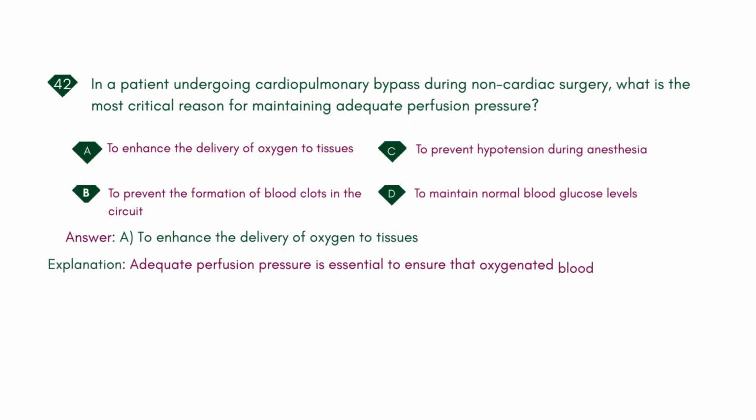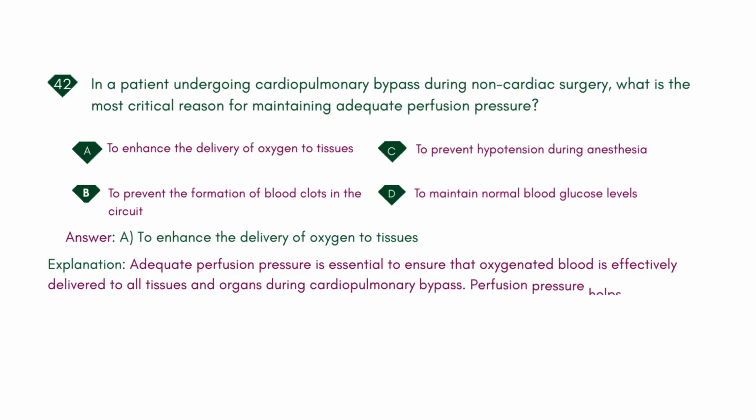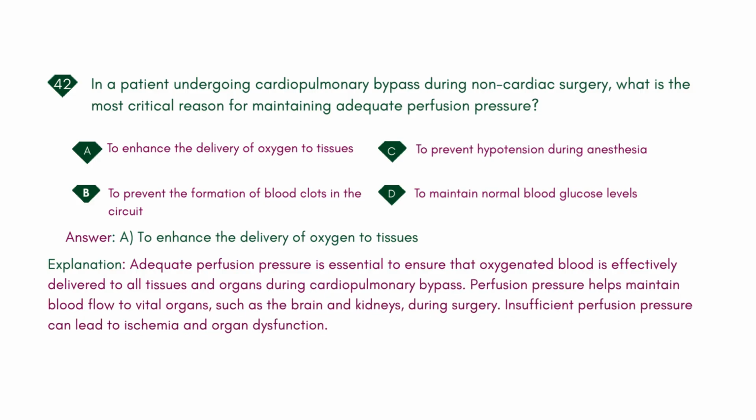Explanation: adequate perfusion pressure is essential to ensure that oxygenated blood is effectively delivered to all tissues and organs during cardiopulmonary bypass. Perfusion pressure helps maintain blood flow to vital organs, such as the brain and kidneys, during surgery. Insufficient perfusion pressure can lead to ischemia and organ dysfunction.